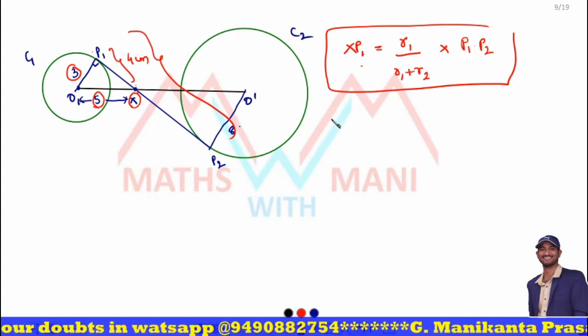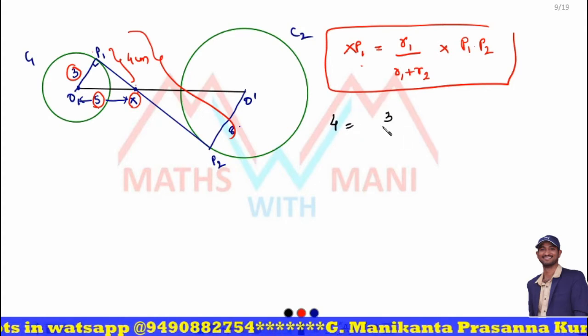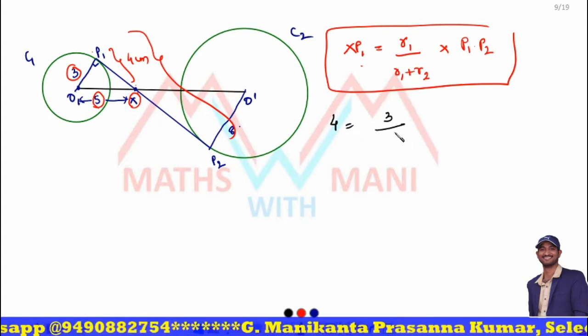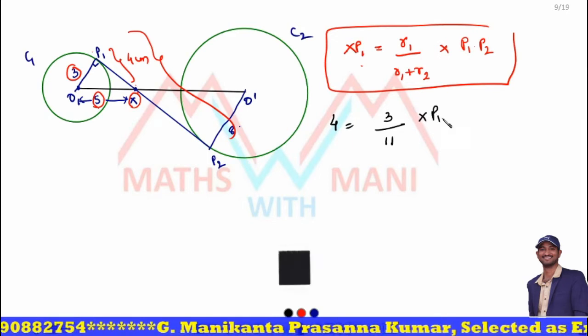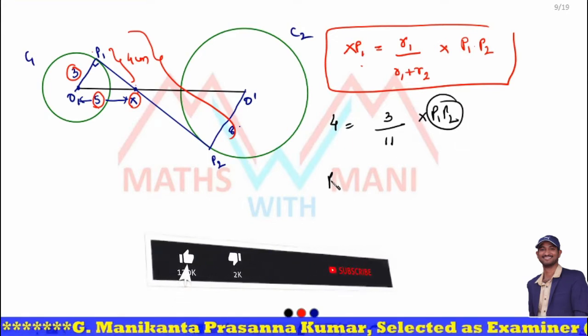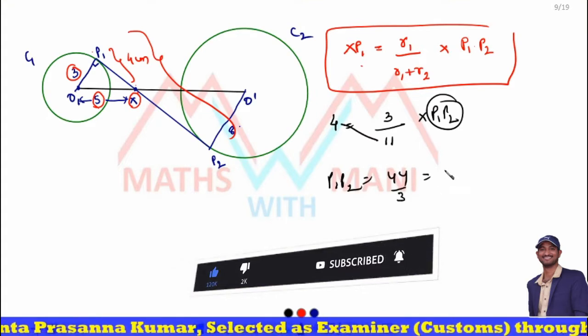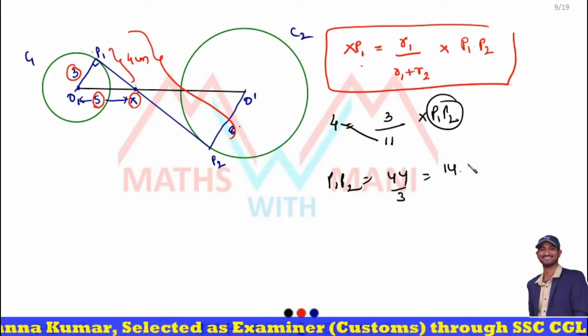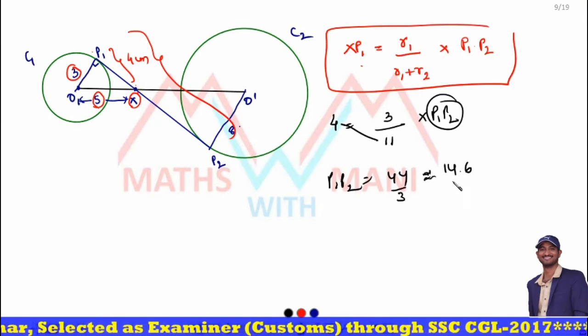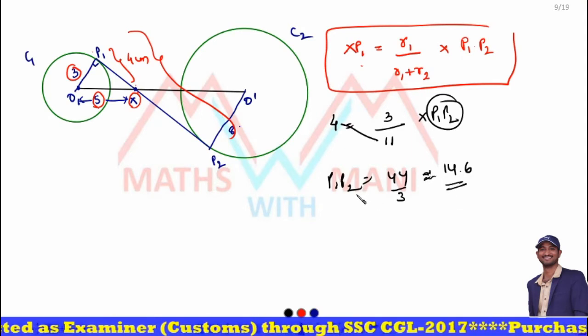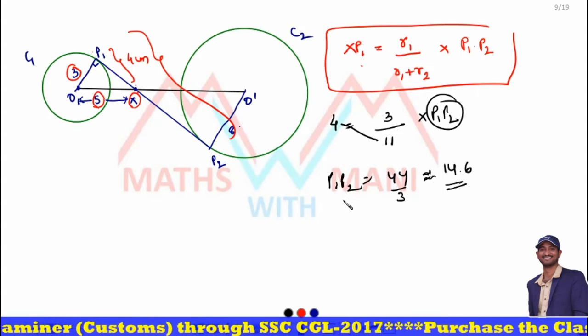What is the value of XP1? It is 4. What is R1? 3. What is R1 plus R2? 3 plus 8, 11, into P1P2. Now tell me what is the value of P1P2? 11 into 4, 44 by 3, that is approximately 14.6. Within seconds we solve this problem.